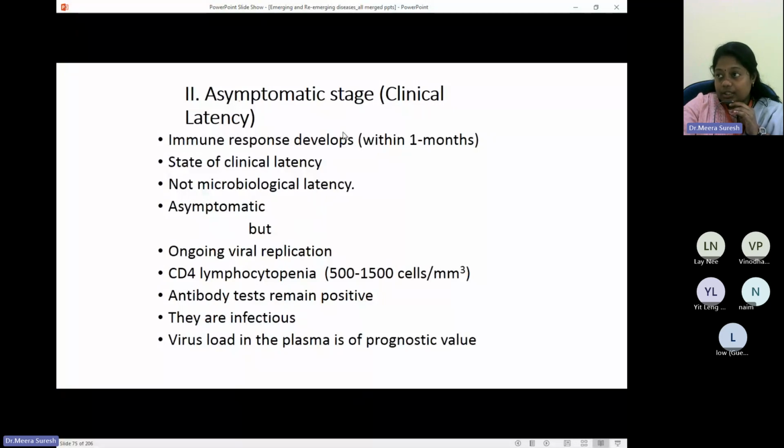When the HIV patient doesn't know that he is HIV positive, because he doesn't have any symptoms, he's not diagnosed anywhere. But at this stage, he's infectious. So the person unknowingly is transmitting infection to many other people.